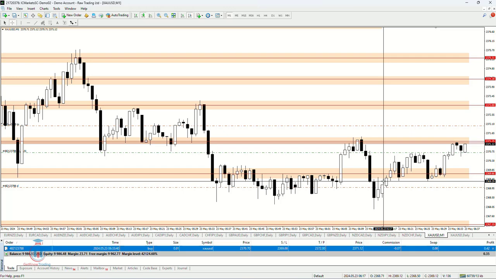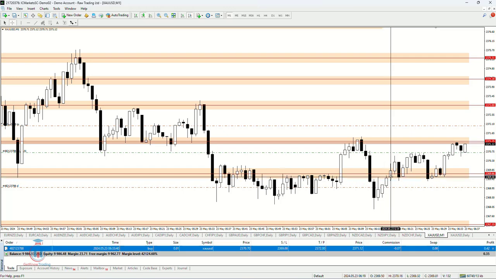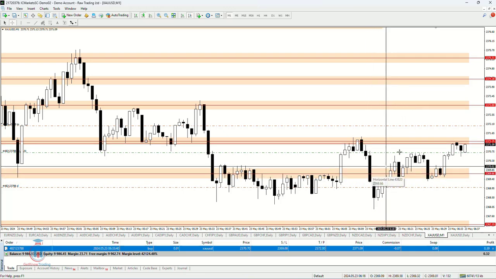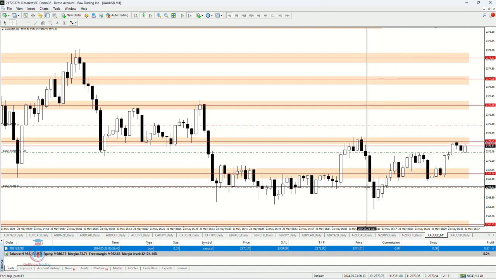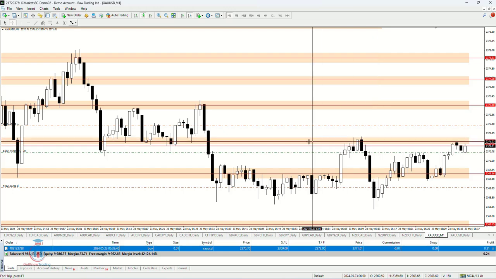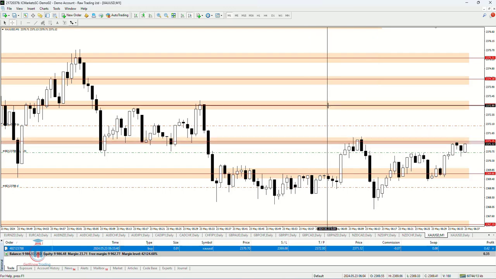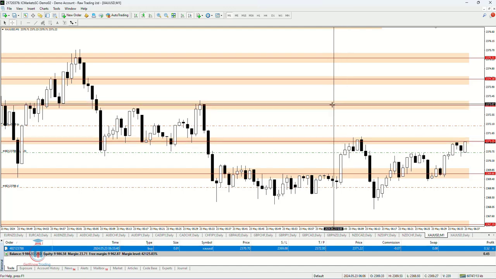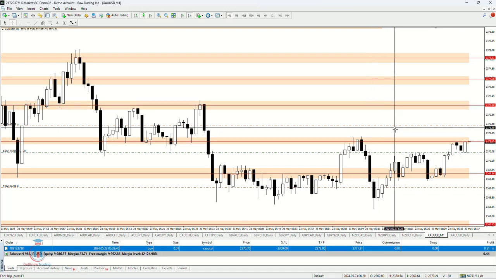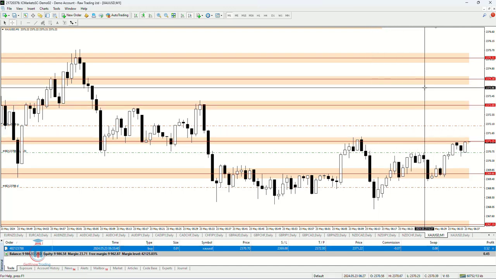You can use one of the analyses. Some analysis can be using support and resistance levels, just like in this example I have put here on the chart. These red lines represent support and resistance lines, and the area around them is the supply and demand zones. This is an area where I'm expecting that the price will bounce back down or move up.